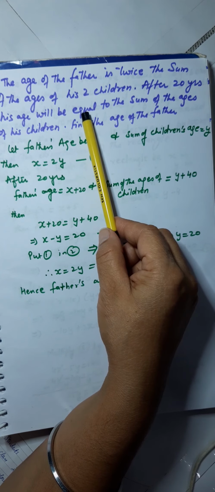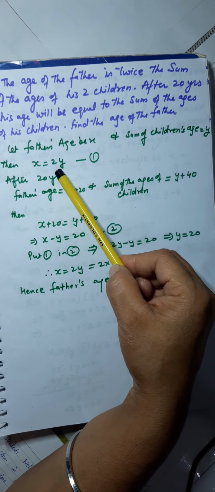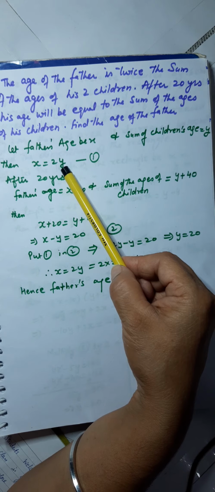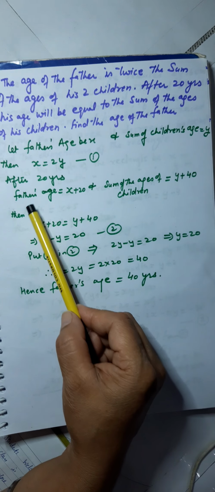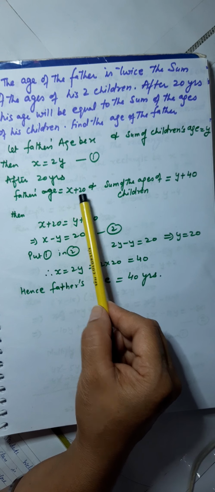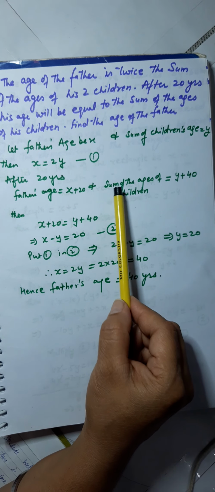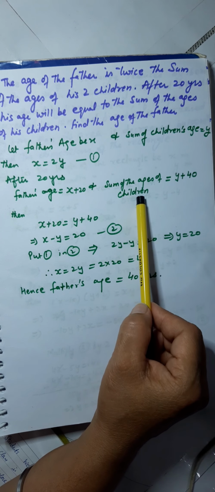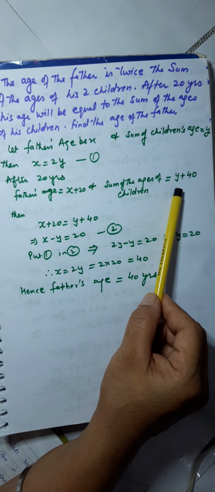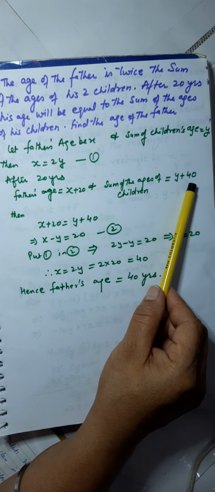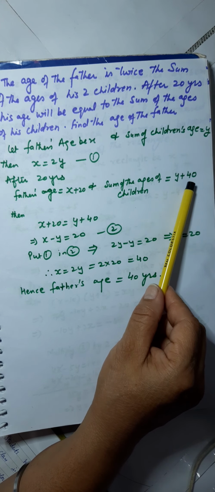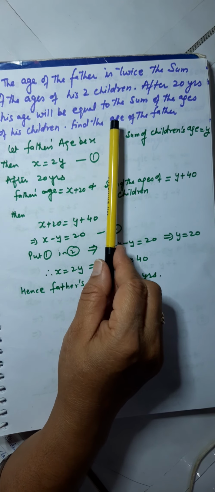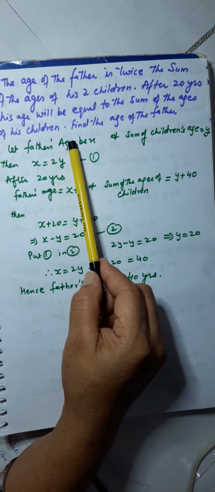Then according to this question, the age of the father is double the age of the children. So x is equal to 2y. Now after 20 years, father's age will be x plus 20 because he will grow 20 years. Sum of the ages of the children will be y plus 40. Why? Because two children are there. Both of them will grow by 20 years. So total number of years that will get added to their ages will be 40. Now at that time, the age of the father will be equal to the sum of the ages of his children.